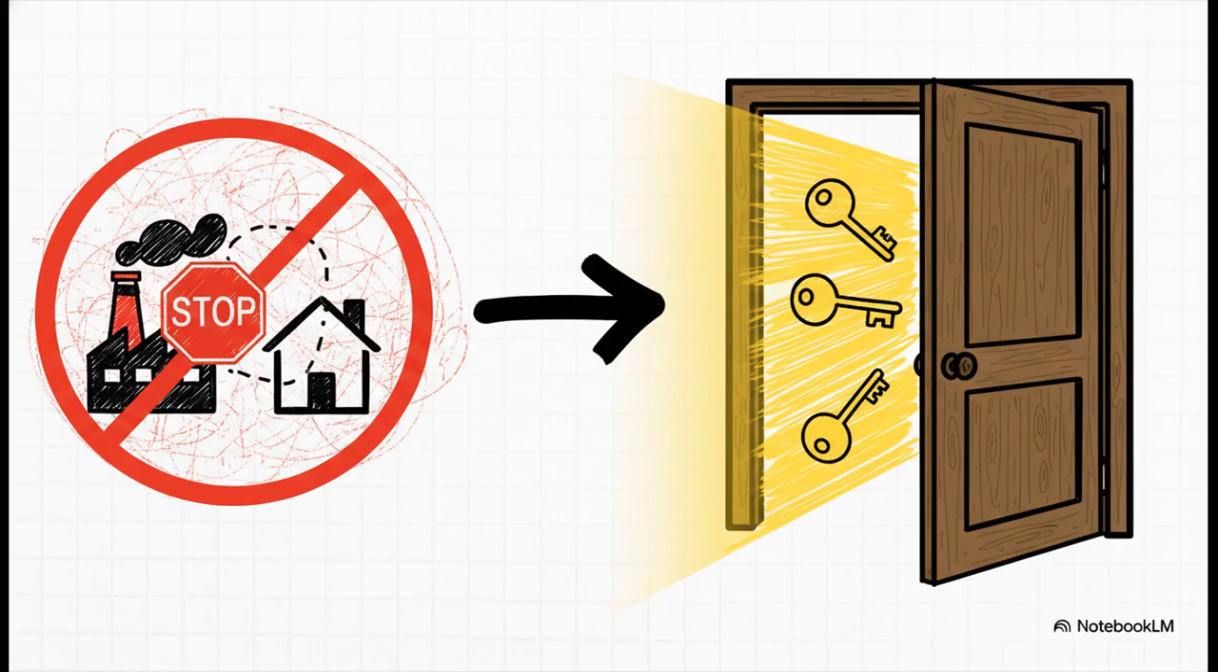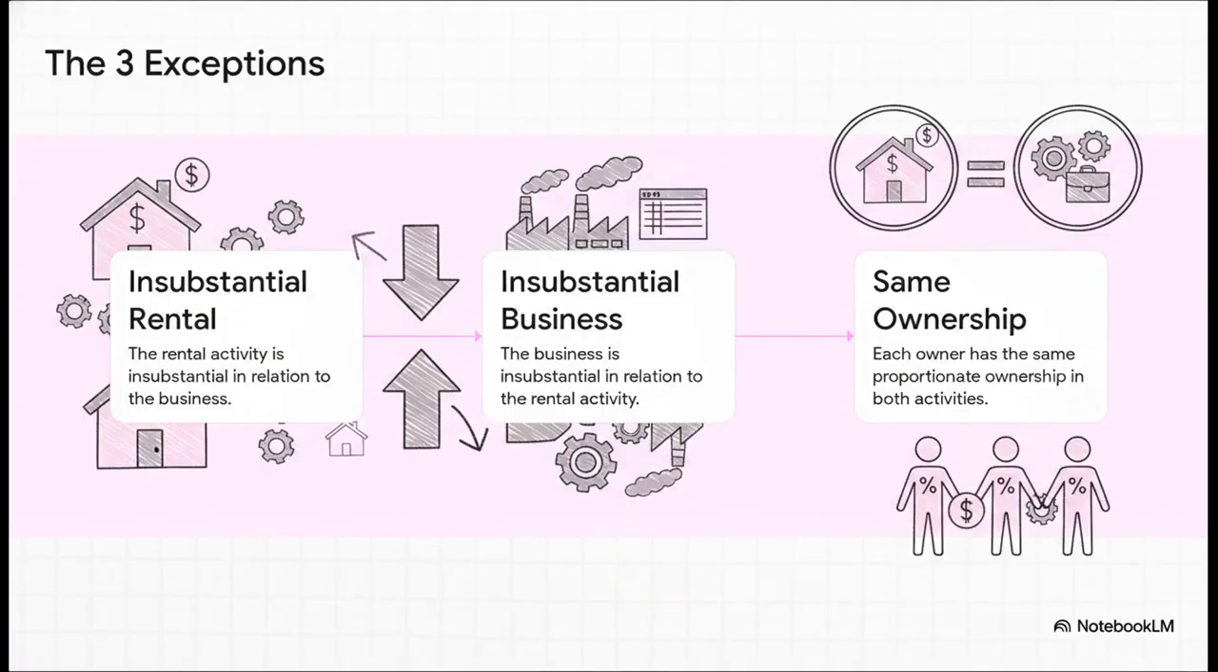It opens the door, but only if you can squeeze through one of three very specific, very narrow exceptions. And here they are, straight from the reg itself. Subsection (d)(1)(i). You can group if A, the rental part is insubstantial compared to the business part, B, the business part is insubstantial compared to the rental. Now, insubstantial is a whole other can of worms, but let's focus on the big one. It's C. Each owner of the business has the exact same, down to the penny, proportionate ownership interest in the rental. For most small business owners, this is the golden ticket. This is the one you're aiming for.